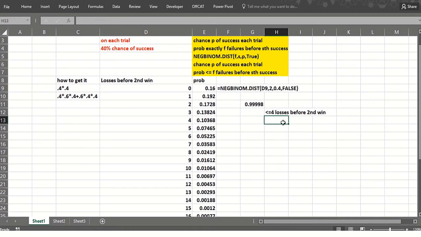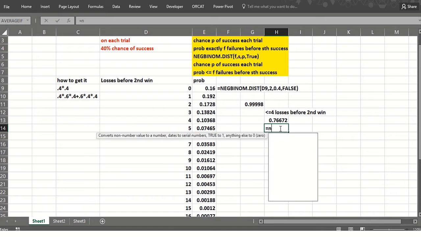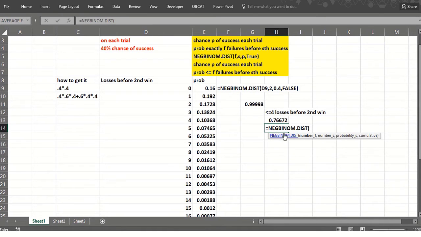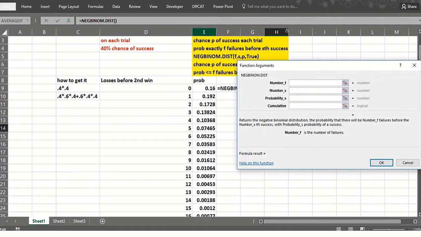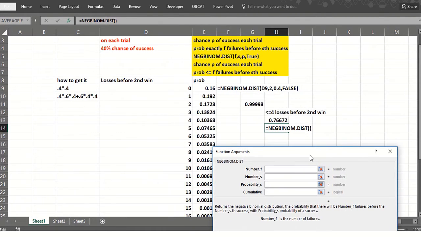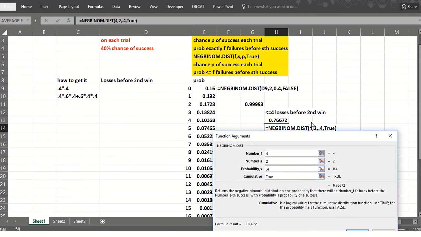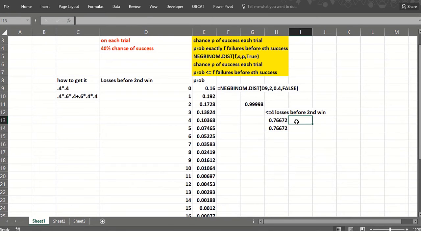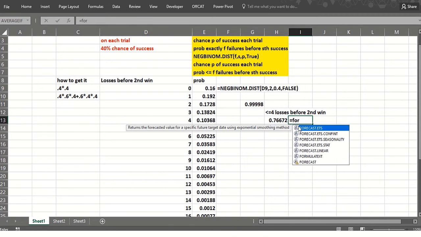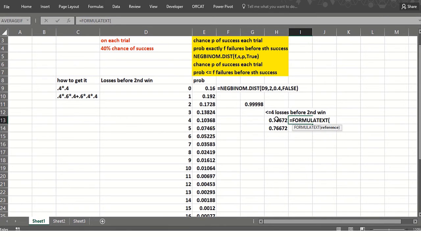If I want the chance of less than or equal to 4 losses before the second win, that one we could figure out by just adding up 0, 1, 2, 3, or 4. Or we could do a NEGBINOM.DIST. Then I can get the function wizard. So the number of failures could be 4 or less, 2 wins, 0.4, but I could say true. And then I get the same result. So either way is fine there.